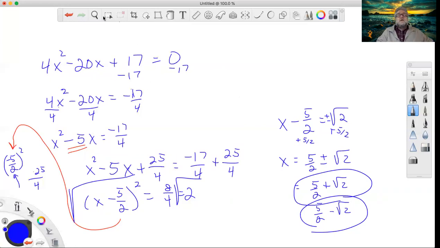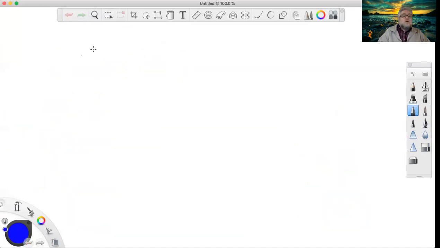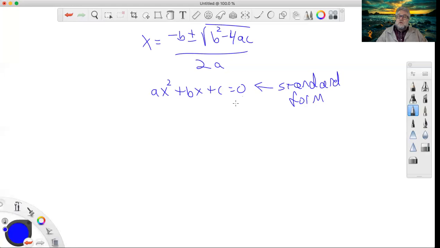Now the other way, the last way, and I only got a few minutes, I don't know if Zoom's going to knock me out or not, is to use the quadratic equation. X equals minus b plus or minus the square root of b squared minus 4ac all over 2a. And this is assuming an equation looks like ax squared plus bx plus c equals 0. This is referred to as the standard form. And you got to get the equation in this form before you can ever use the quadratic formula.